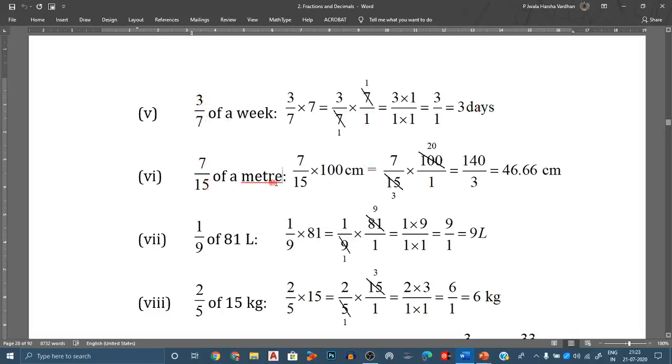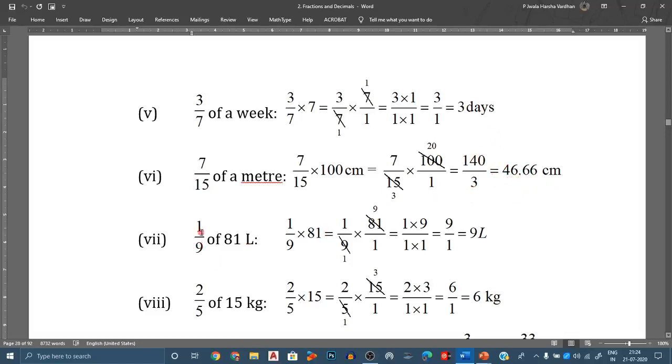The next, 7 by 15 of a meter. Meter means you can take it in the form of 100 centimeters. So 7 by 15 of 100 centimeters. Now I am dividing 15 with the 5 table. So 5 3s are 15 here, 5 20s are 100, 7 into 20 is equal to 140, 7 2s are 14, so 140 by 3 1s are 3. So if you divide, you will get in the decimal form 46.666 centimeters.